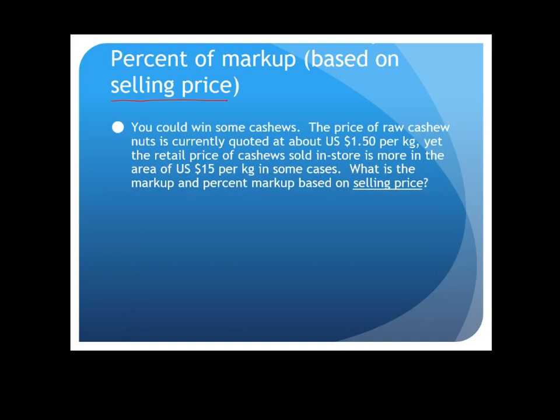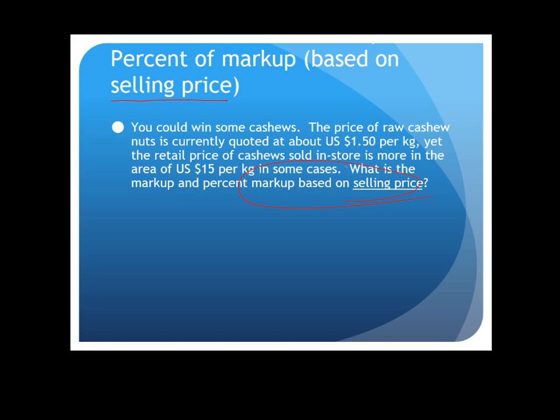The price of raw cashew nuts is currently quoted at about $1.50 per kilogram, yet the retail price is more in the area of $15 per kilogram. What is the markup and percent markup based on selling price? So that's going to be very important to look and see if it was a percent markup based on cost or the percent markup based on selling price. If it doesn't clarify, just go with the cost, but if it says selling price, there's something different you have to do.